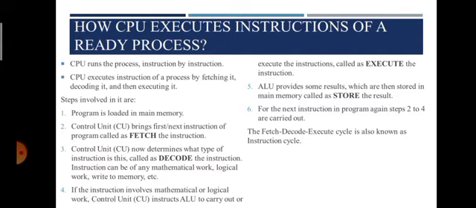So what happens in execute the instruction? If the instruction is executed by the control unit, and that instruction is of mathematical or logical work, then it is executed by the ALU. The ALU is instructed that you have to do all this mathematical and logical work and then give the result. That is done by the ALU, and this process is known as execute the instruction.